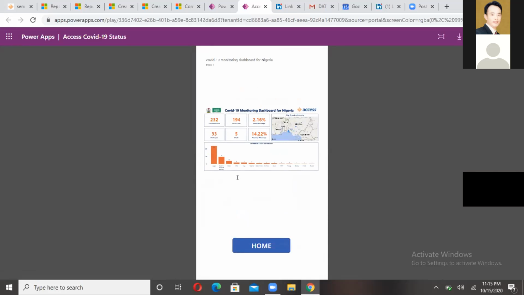But this is also one of the cool stuff you can do on PowerApps. You can integrate the platforms together. You can bring them together to work together, basically. So that's what I did here. I was able to integrate the Power BI into my PowerApps. So that's what we have here.